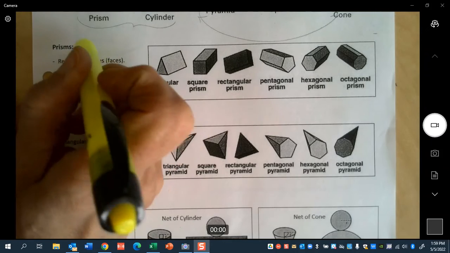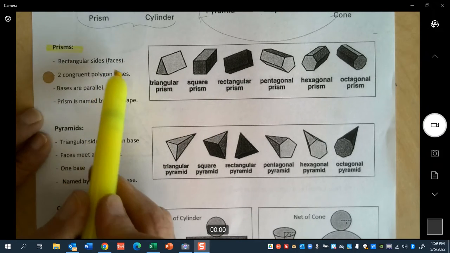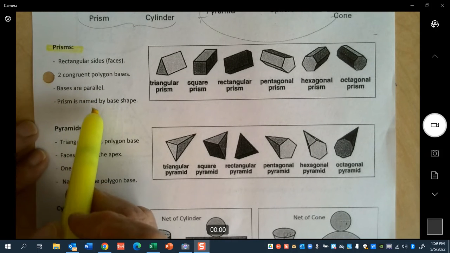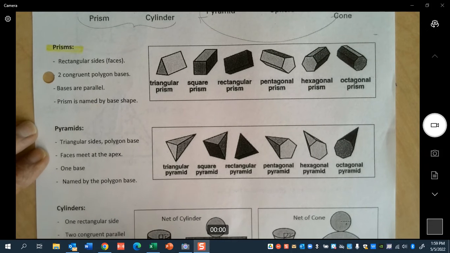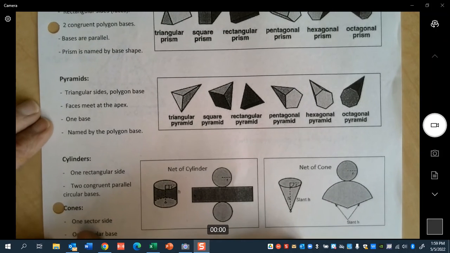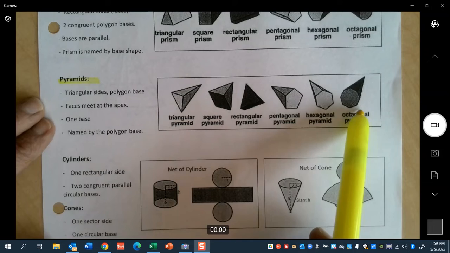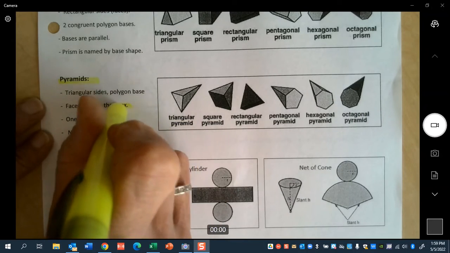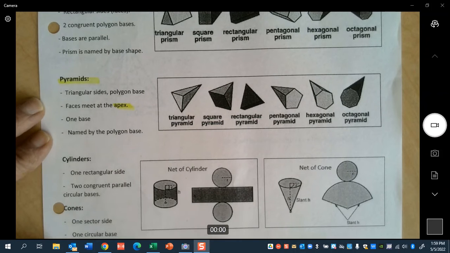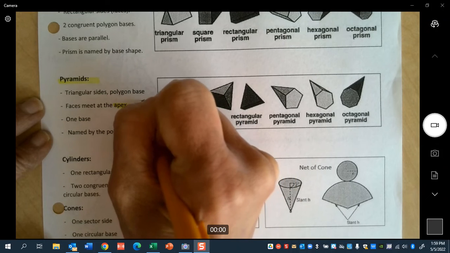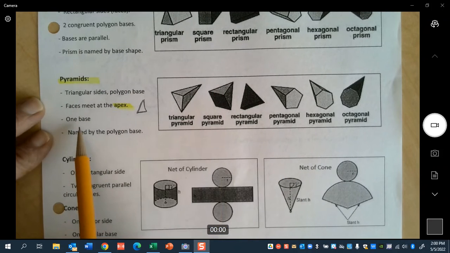Features that matter: rectangular sides or faces, 2 congruent polygon bases. Those bases are parallel, and the prism is named by the base shape. When we have a pyramid, again, it's named by that polygon base, but instead of having 2 bases, all those faces meet at the apex, and our faces are triangles. 1 base, and it's named by that polygon base.